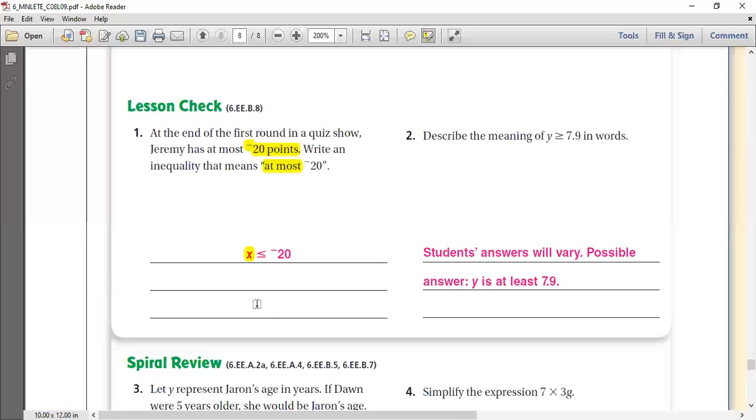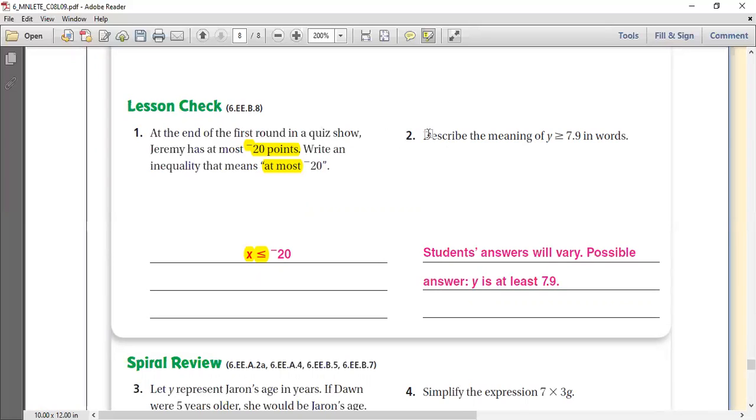You can write any letter you want instead of X. You can write M, you can write P, anything you want to. But we usually use X because in math algebra, an unknown number is always used as X. So up to you. So X is less than or equal to negative 20. When we say at least, it's greater or equal. So when they say at most, it should be less than or equal to negative 20, which means he has got less than negative 20 or negative 20.